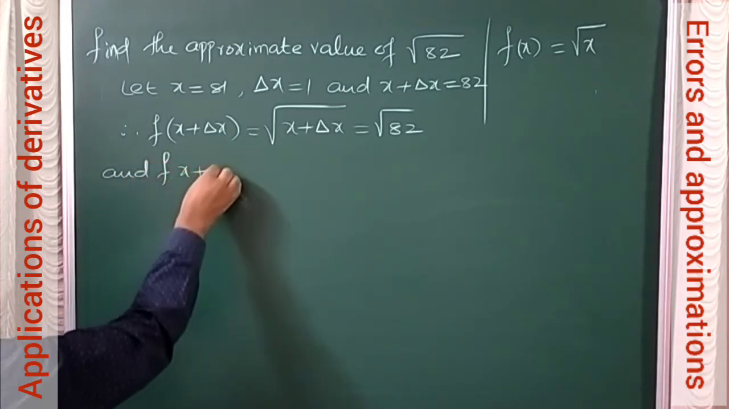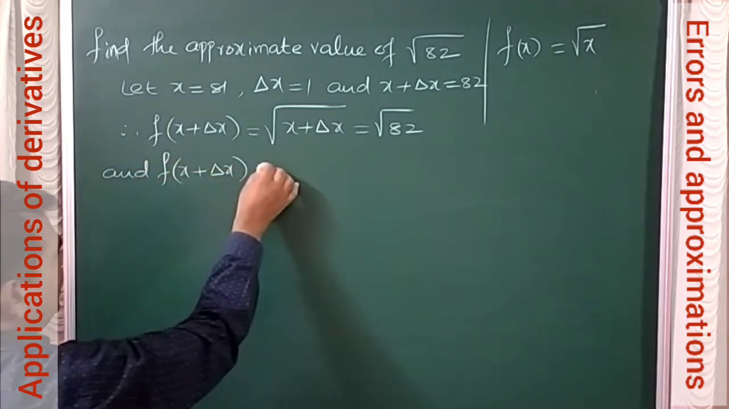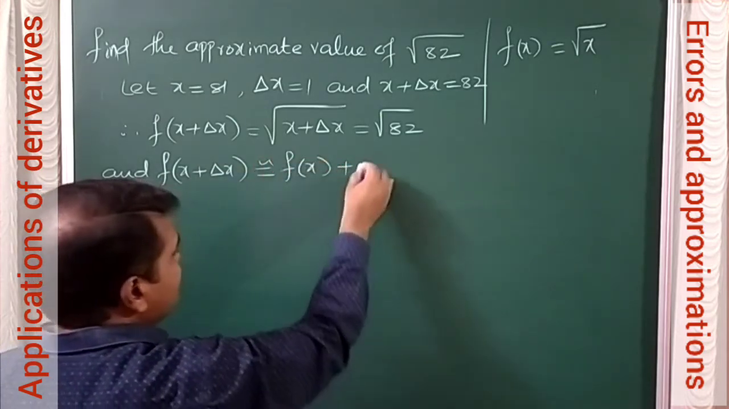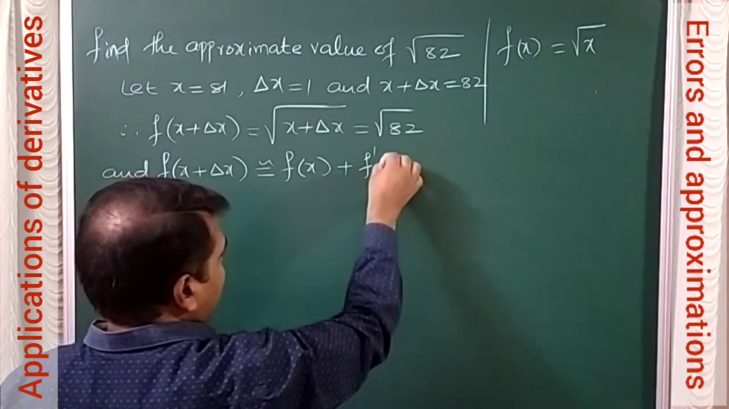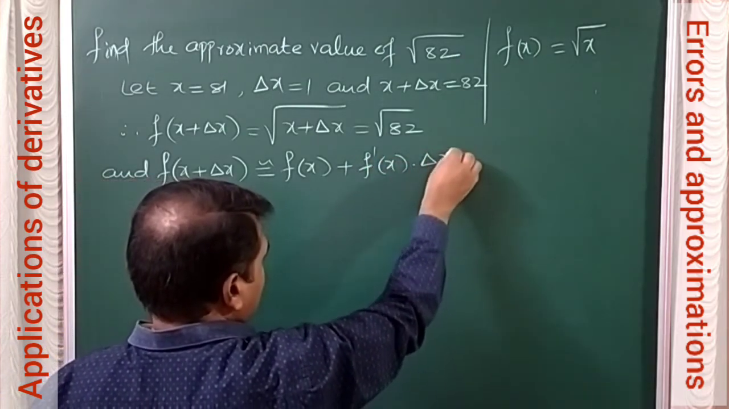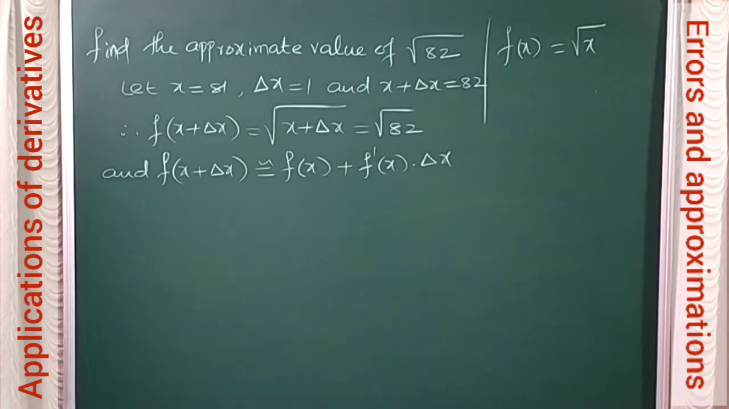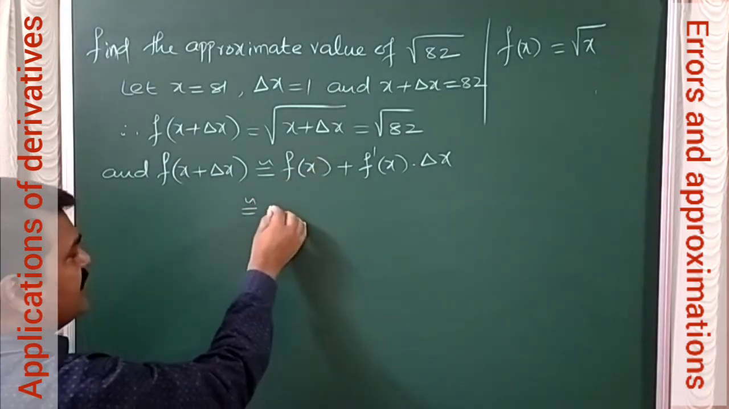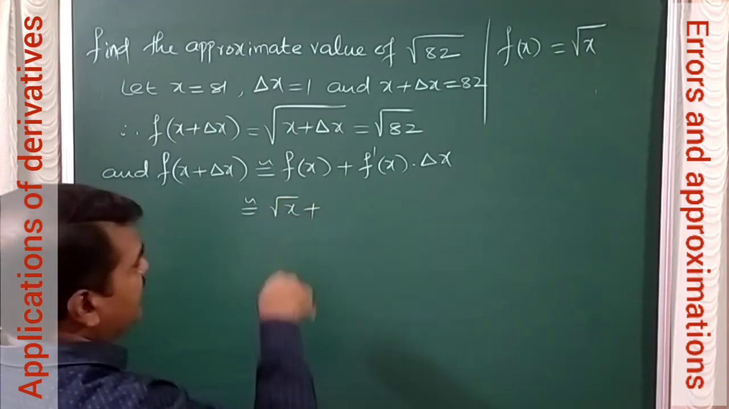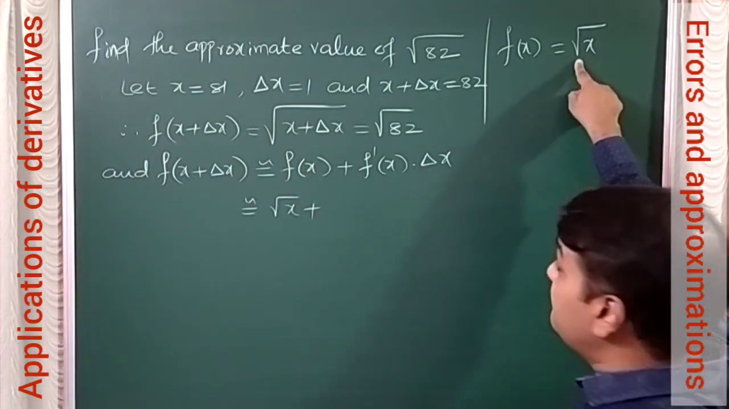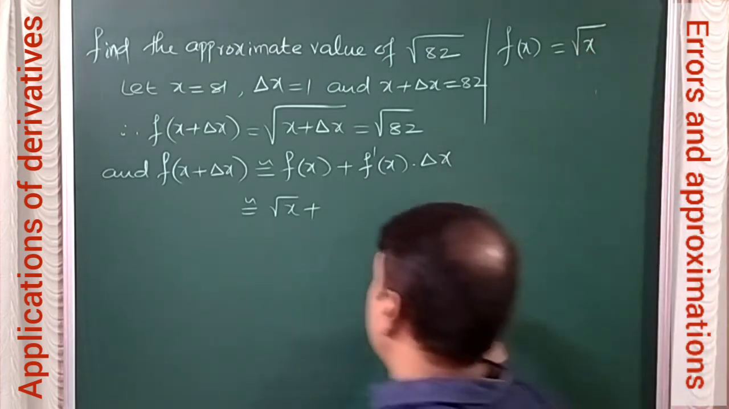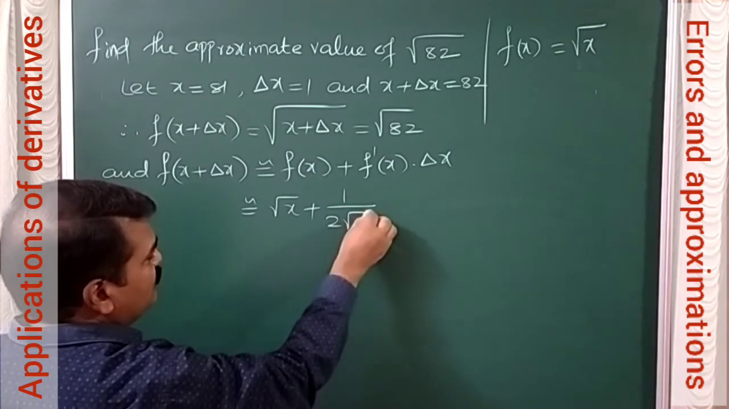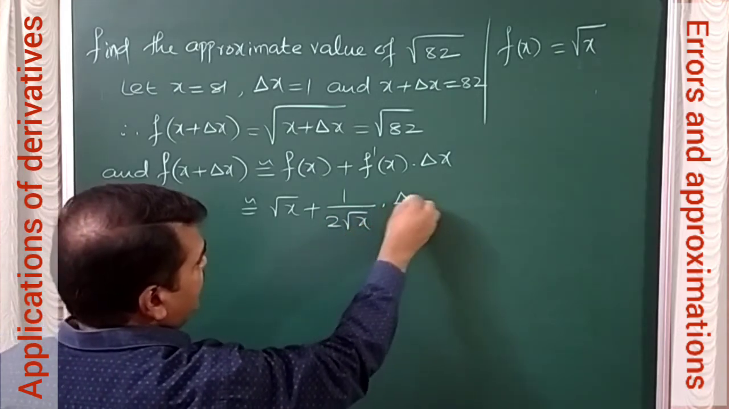f of x plus delta x is approximately the same as f of x plus dy, that means f dash of x into delta x. What is f of x? Root x. F dash of x means the derivative of f of x. The derivative of root x is 1 by 2 root x, into delta x.